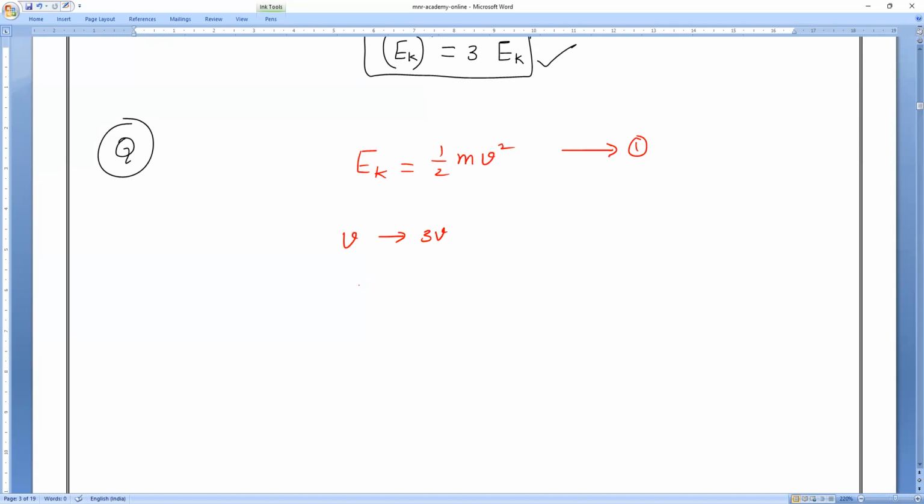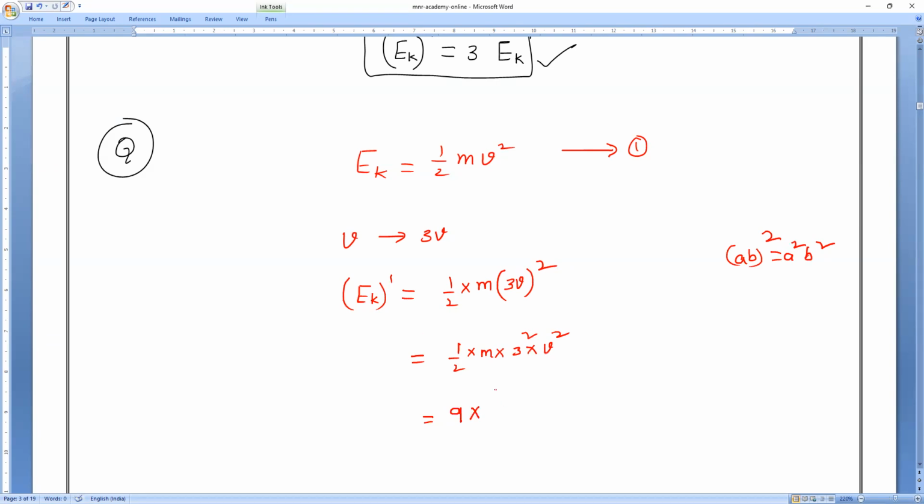Now, what is the final kinetic energy? Change in kinetic energy equals half into m into, instead of velocity v, it becomes 3v. So I will write 3v whole square. Be very careful, not 3v square. It is 3v whole square. Now, half into m into 3v whole square means what? ab whole square means a square into b square. So same way here, 3 square into v square. 3 square means how much, guys? 9. 9 I will write first, remaining I will write inside: half into m into v square.